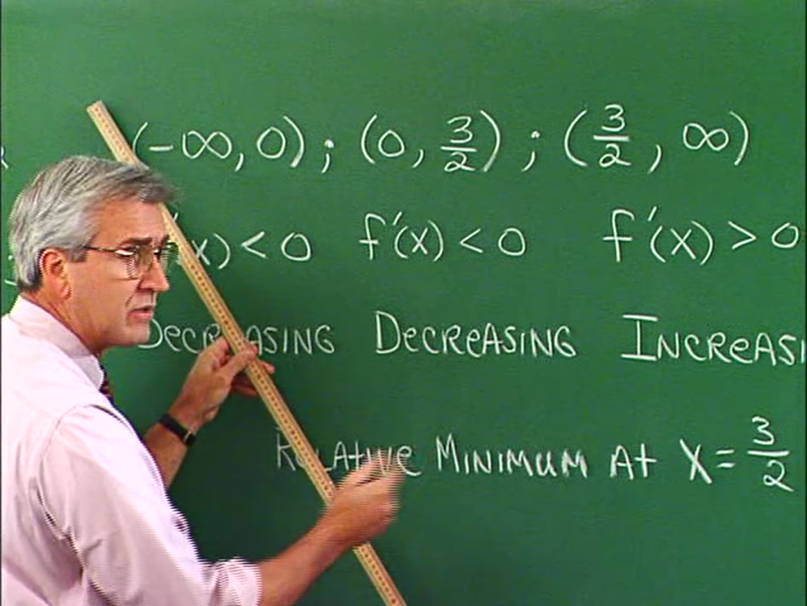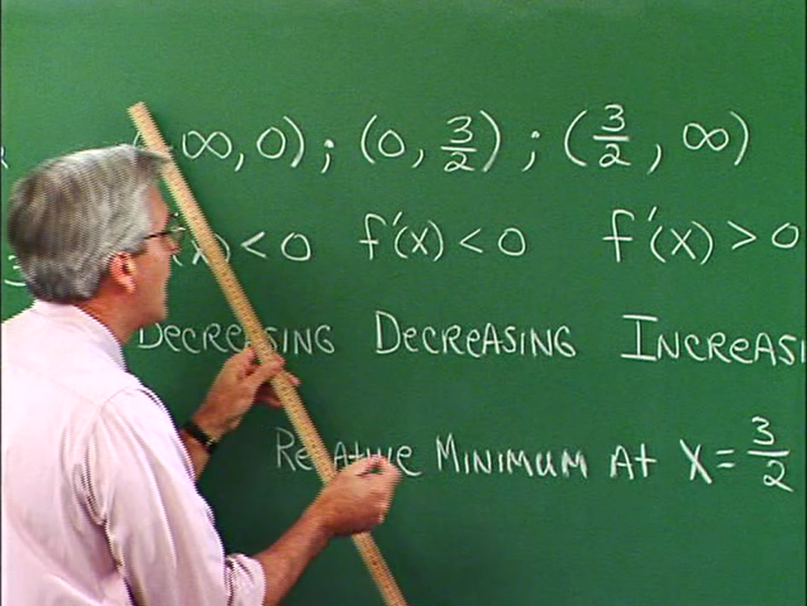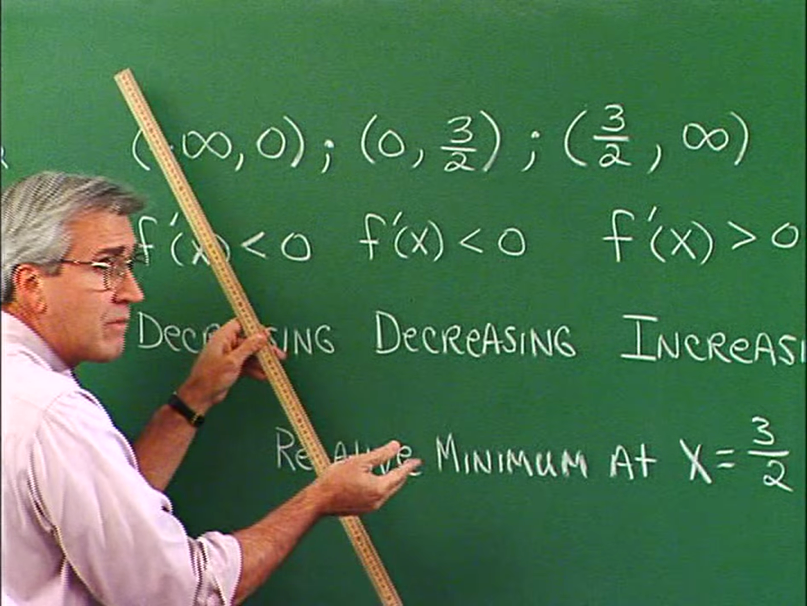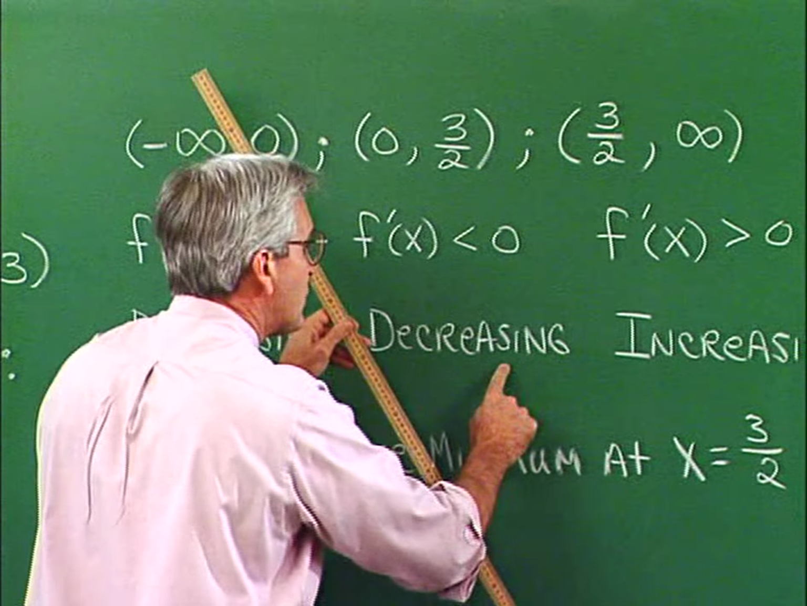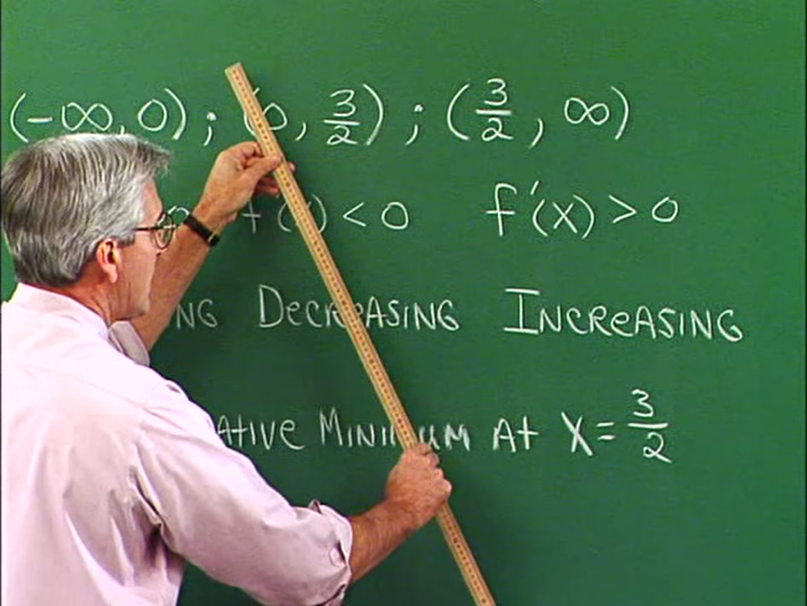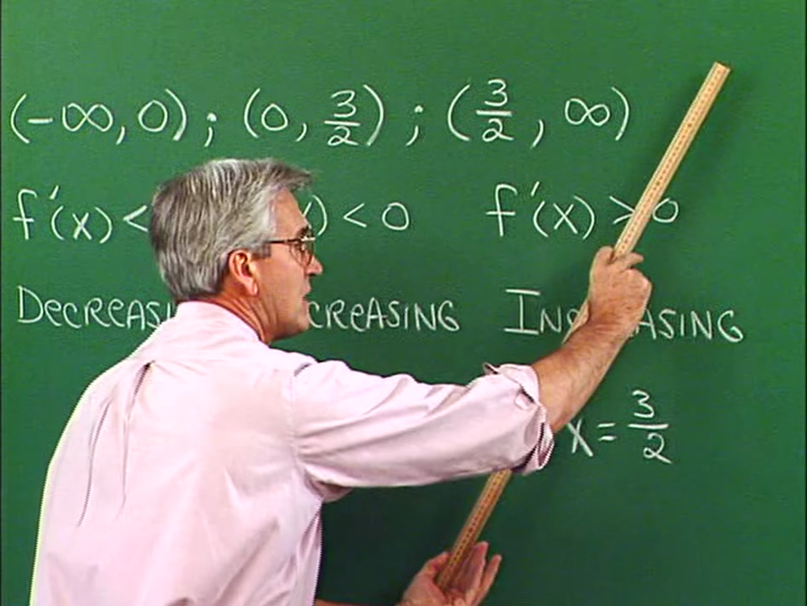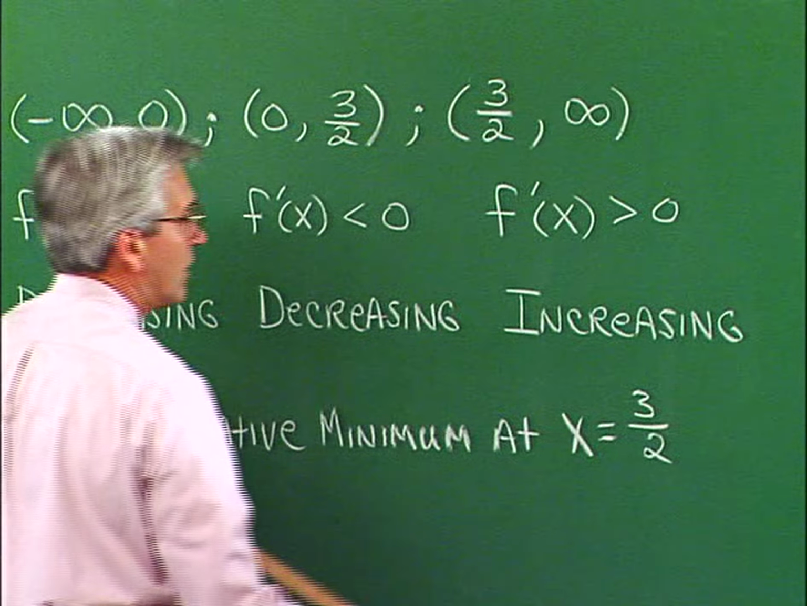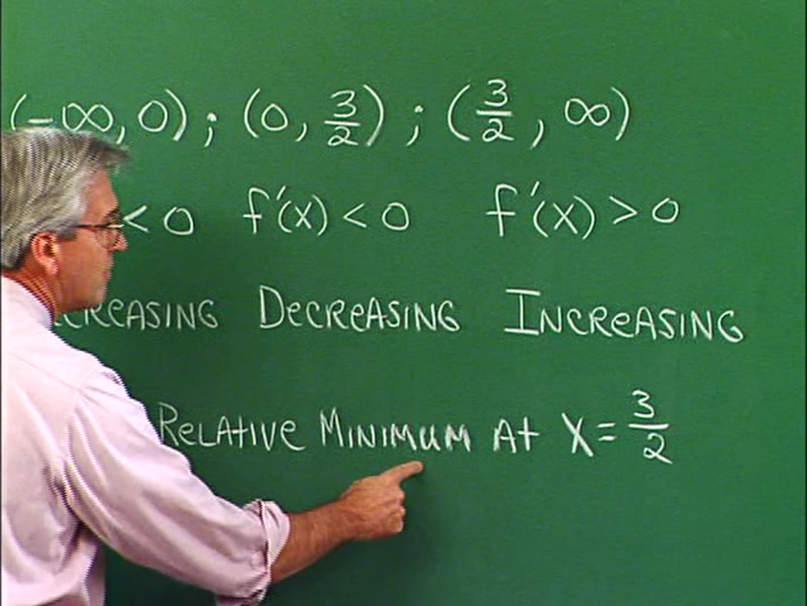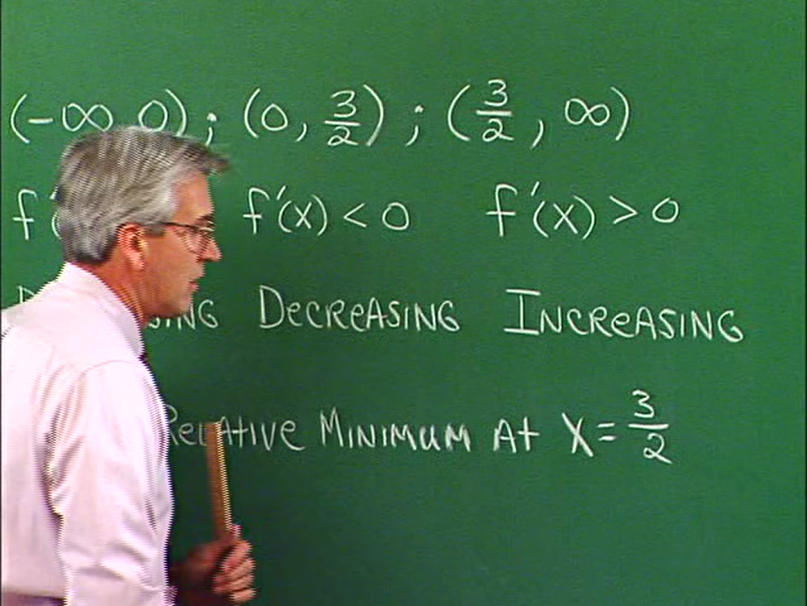We might examine the situation and see what we do have at that particular critical number. But at any rate, we don't have a minimum there. From this decreasing to increasing idea, the function is decreasing here, and then the function is increasing over in this interval. So at the critical number, we have a relative minimum. So we say we have a relative minimum at x equals 3 over 2.